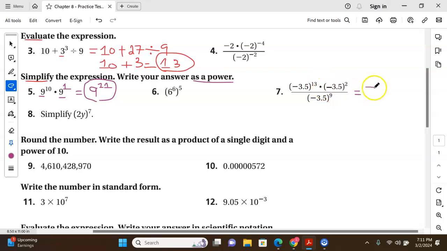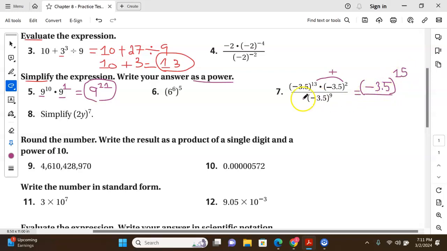I'm going to take negative 3.5. Again, the negative 3.5 is inside the parentheses. It's very important that the negative is inside the parentheses. So you've got negative 3.5 to the 13th times negative 3.5 to the second. Same base, when you multiply, you add the exponents. So you take 13 plus 2, and that's going to give me 15.